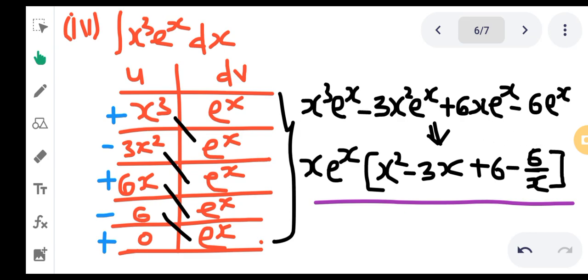And we can leave our answer like this, but we can also reduce it. You know that x e exponent x is common. So x e exponent x will come out, leaving x square minus 3x plus 6 minus 6 over x, because when you multiply x e exponent x by 6 over x, the x will cancel the x, leaving 6 e exponent x.